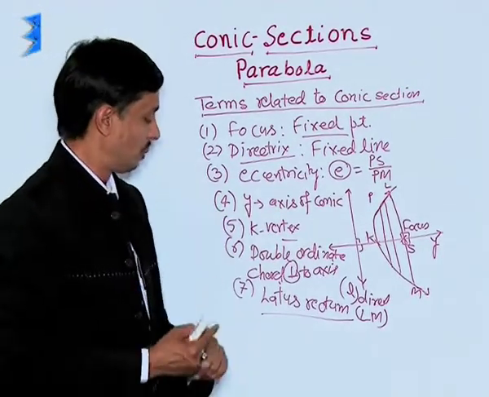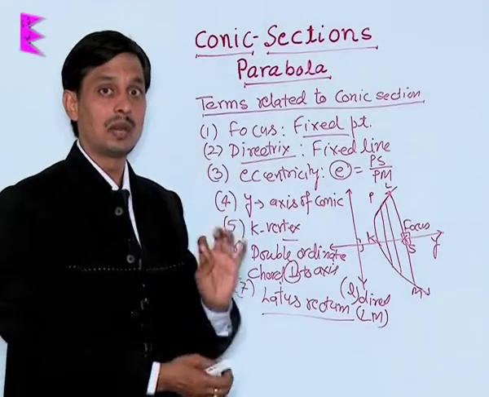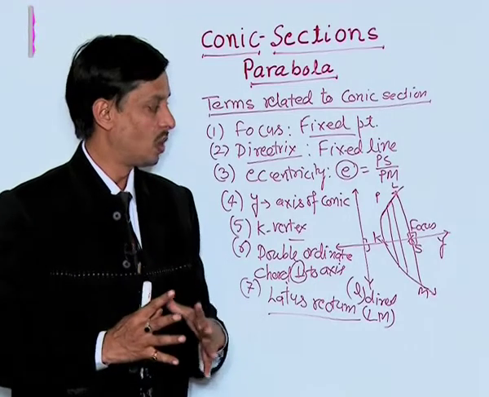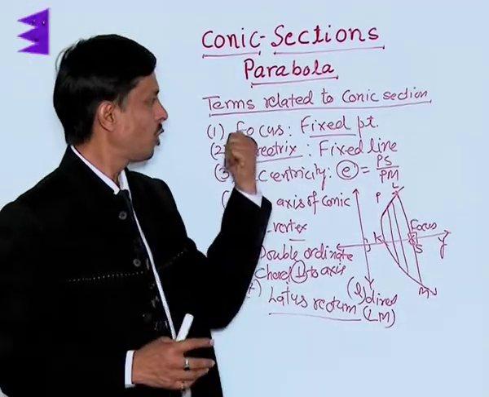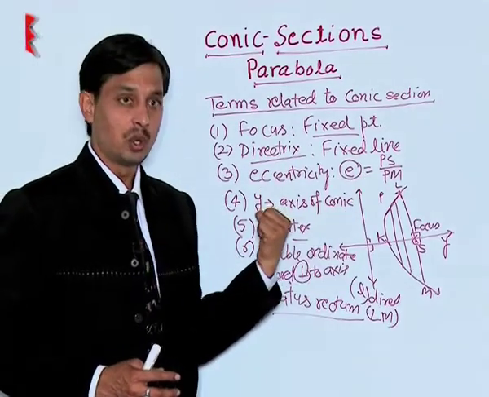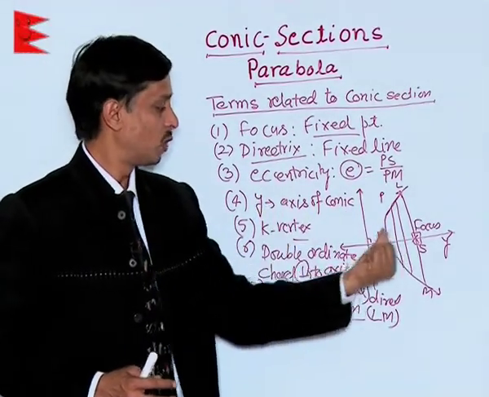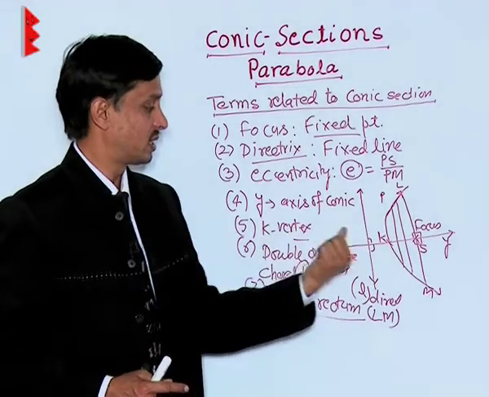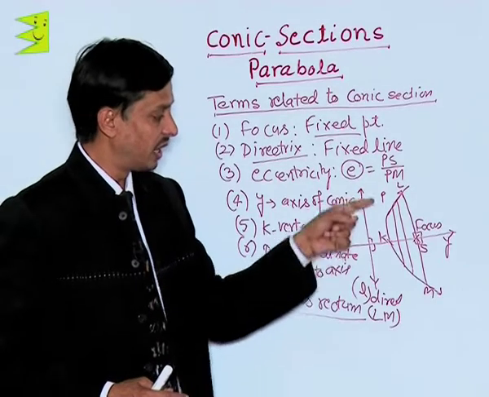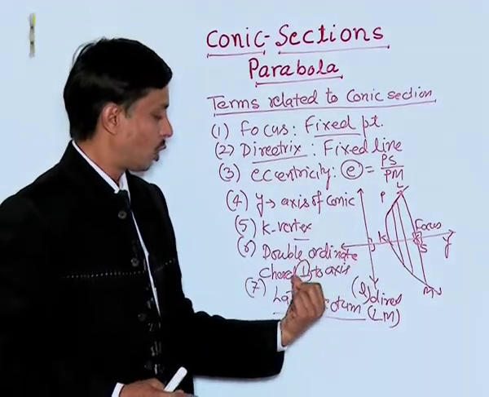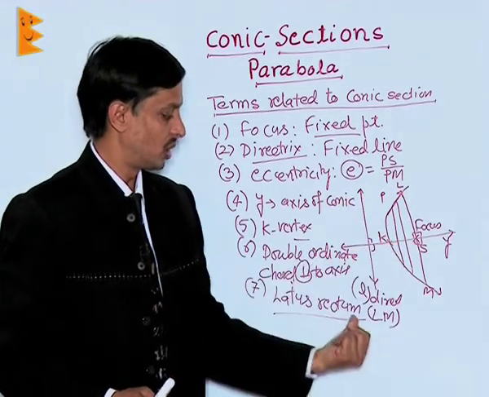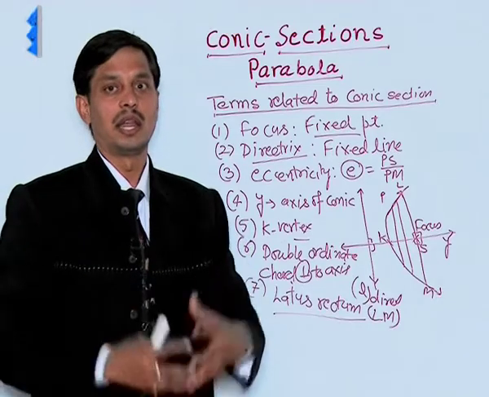So you have to remember these 7 terms before you start either parabola or ellipse or hyperbola. These terms are focus, fixed point; directrix, fixed line; eccentricity, constant ratio; axis, that passes through focus perpendicular to directrix; vertex, point of intersection of the conic section and the axis; double ordinate, any chord perpendicular to axis; and if this double ordinate passes through focus, it is known as the latus rectum.